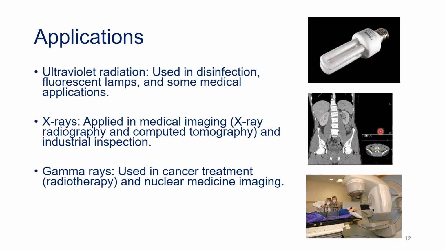X-rays, as this picture shows, are quite used in medical imaging, that is radiography and computed tomography, and some industrial inspection. So remember, X-rays are in the range of gigahertz, and the wavelength is 10 to the power minus 12 meter. So very short wavelength of this signal.